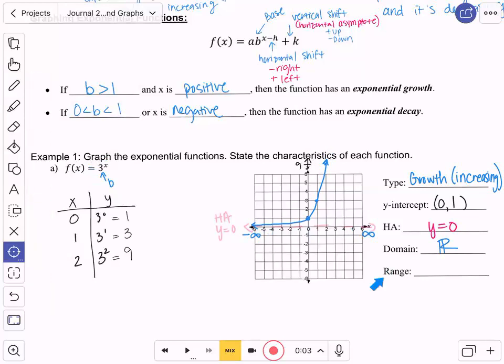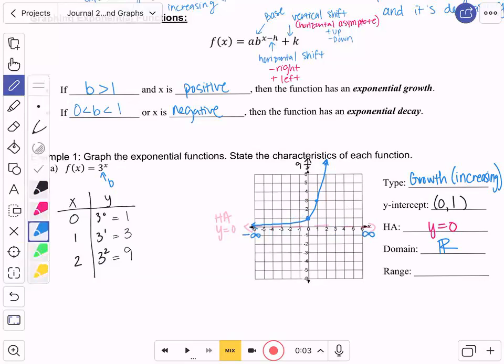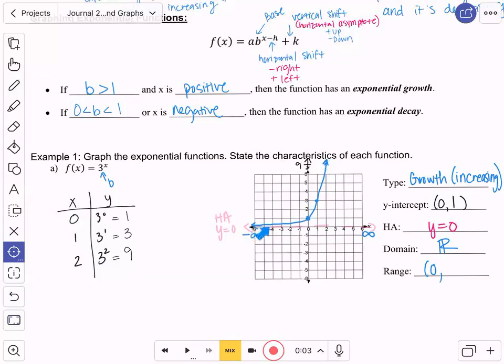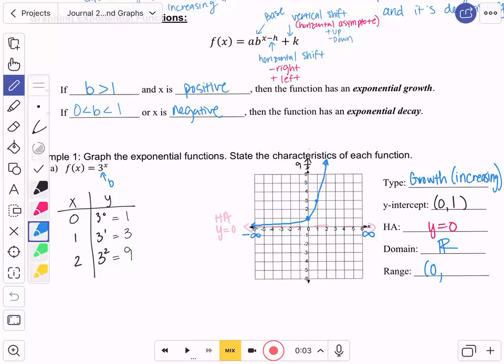As for the range, that's where it gets cut off because you can see the lowest point on this curve is where y equals 0. So the horizontal asymptote is restricting things. So the lowest that this graph can go is y equals 0. And it can't touch y equals 0, so that's why I'm going to use a parentheses. And then the highest it can go is positive infinity for y. And so it's going to go from 0 to positive infinity.